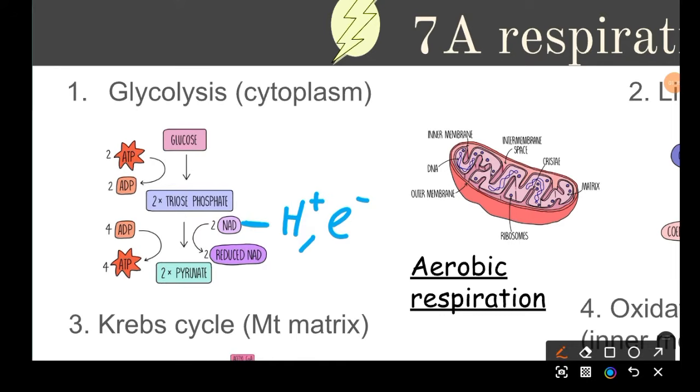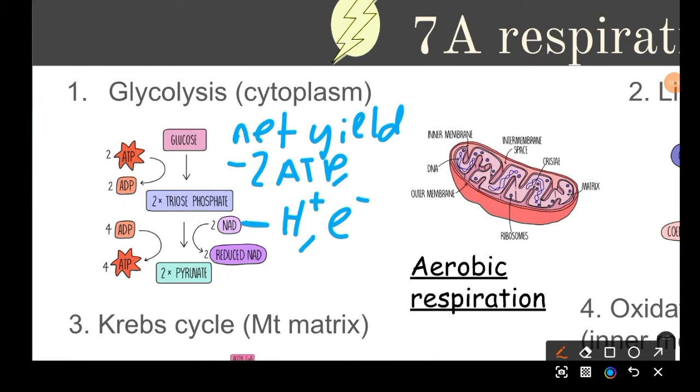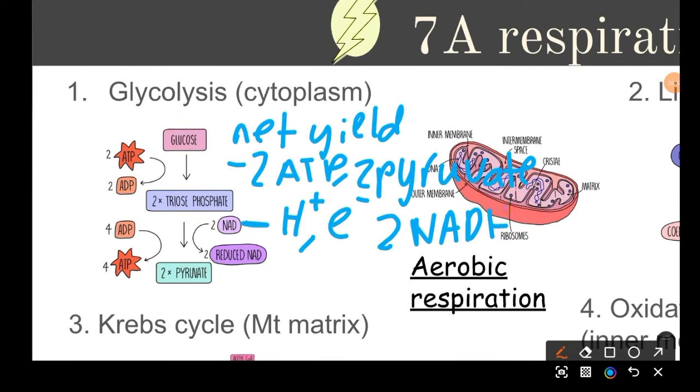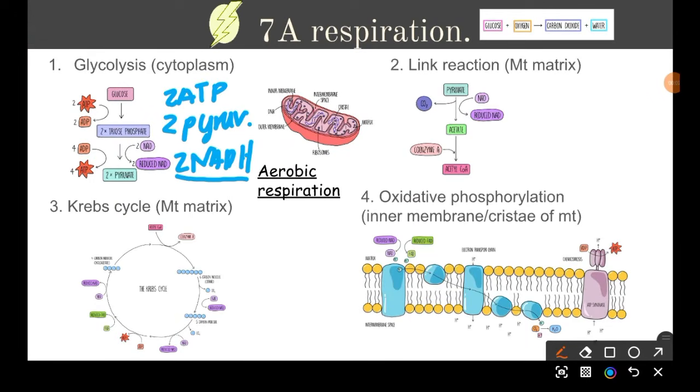Okay, so now we have a net yield. What we gained from this step basically is 2 ATP, and we have 2 pyruvate. You have to memorize the numbers, by the way. They can ask you, and they do ask it multiple choice. And then we have 2 NADH. NADH is the same as reduced NAD. Now we got a net yield of 2 ATP, 2 pyruvate, and 2 NADH in the cytoplasm of the cell.